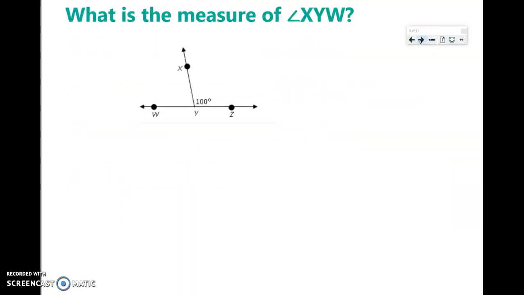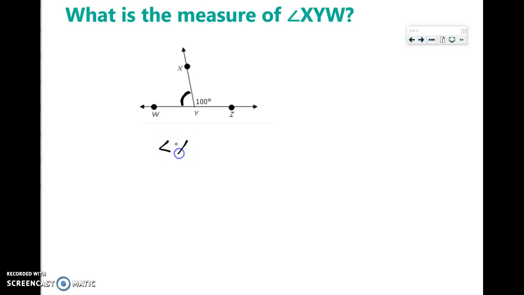All right, what is the measure of angle XYW? Draw this figure. XYW, I'm tracing my pen here. XYW is this angle right here. We're given that XYZ is 100 degrees, and we are allowed to assume that straight angles are how much? Look back in your notes. How much is a straight angle? If you said 180, you are correct.